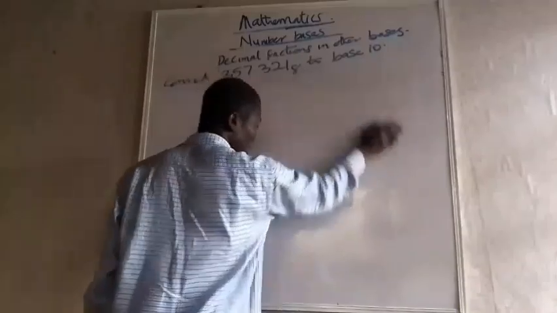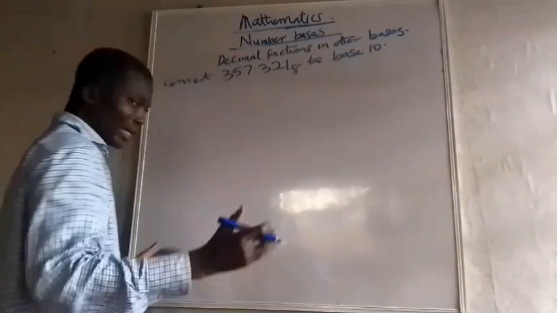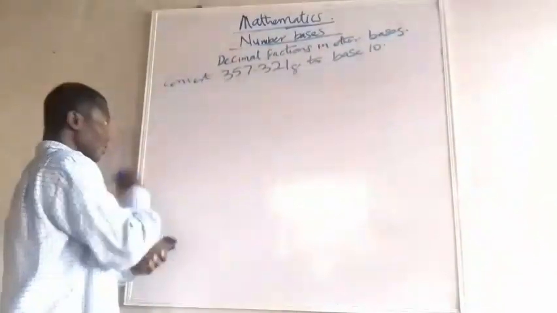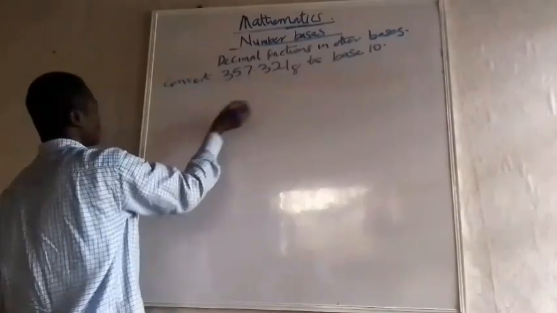357.321 base 8 to base 10. Like I said, we have done the fraction part before and the whole number part. So let's merge the two together. That's the difference between this one and the other one we've done. We have merged here. So here, the normal thing is to multiply.